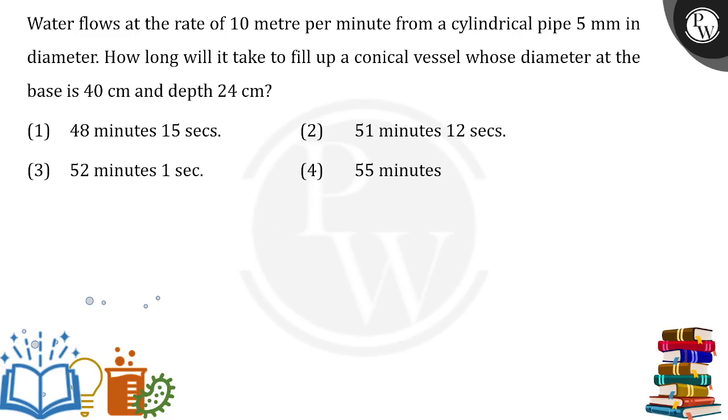The water is flowing at the rate of 10 meter per minute. So the rate of flow of the water is given, that is 10 meter per minute, and a cylindrical pipe 5 mm in diameter. So the diameter is given as 5, so I can calculate the radius from here. The radius will be 5 by 2.